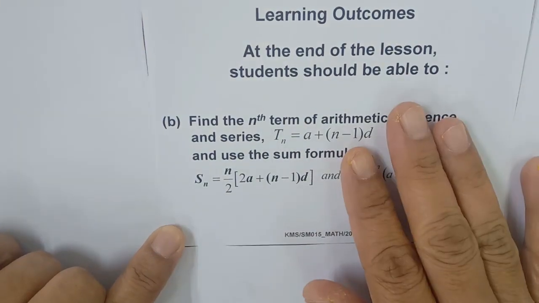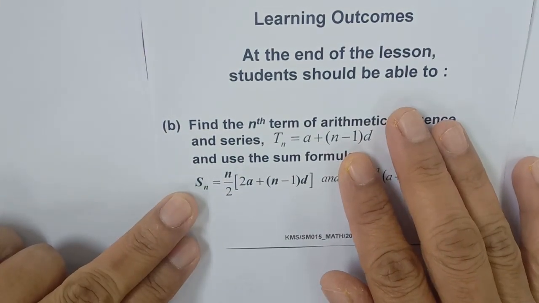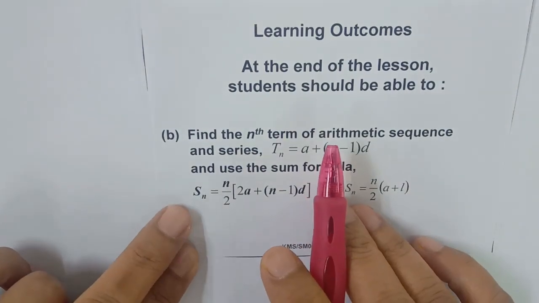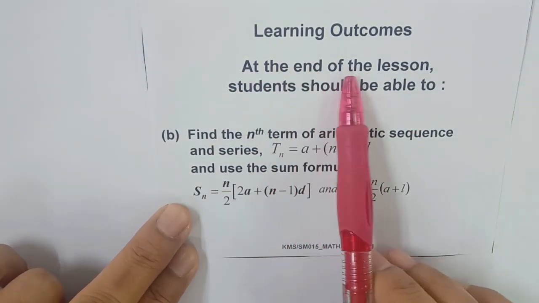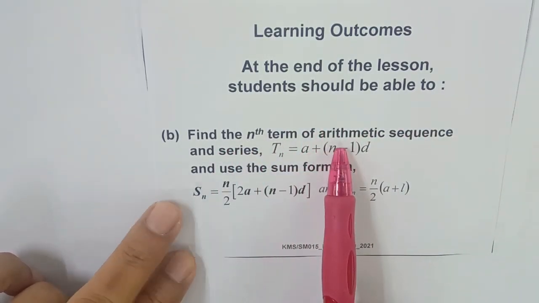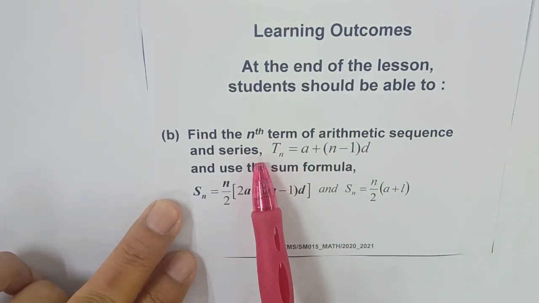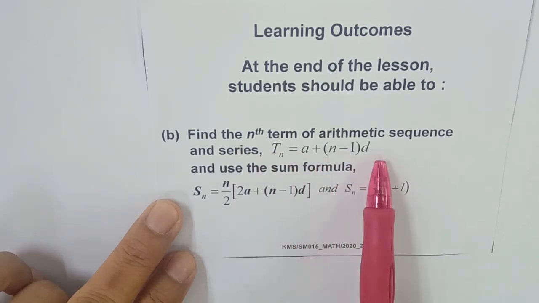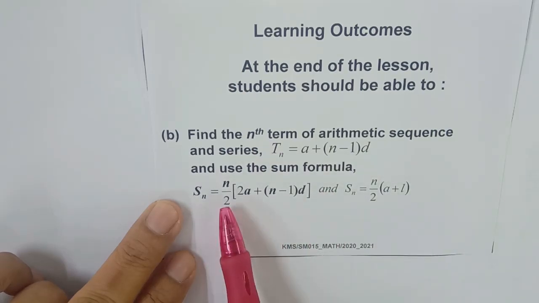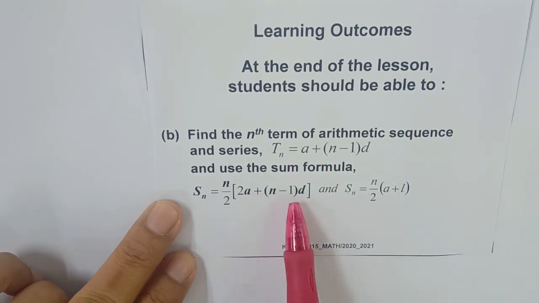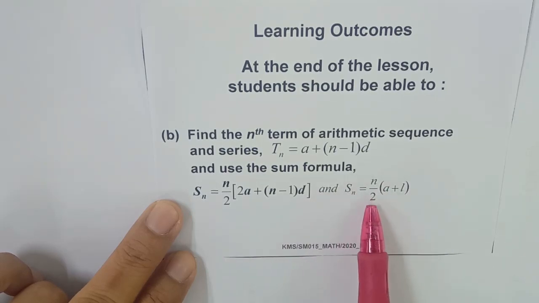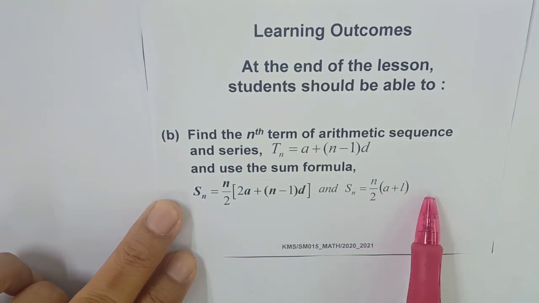Okay, look at our learning outcome. By the end of this video, students should be able to find the nth term of an arithmetic sequence and series, Tn equal to a plus n minus 1 times d, and use the sum formula Sn equal to n over 2 times 2a plus n minus 1 times d, or the second formula Sn equal to n over 2 times a plus l.